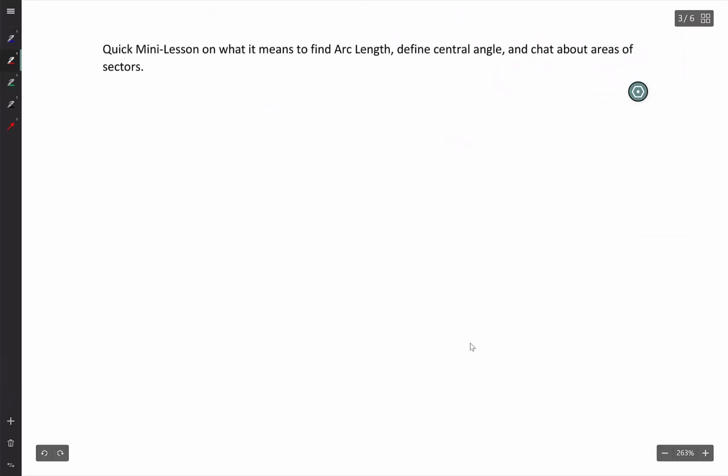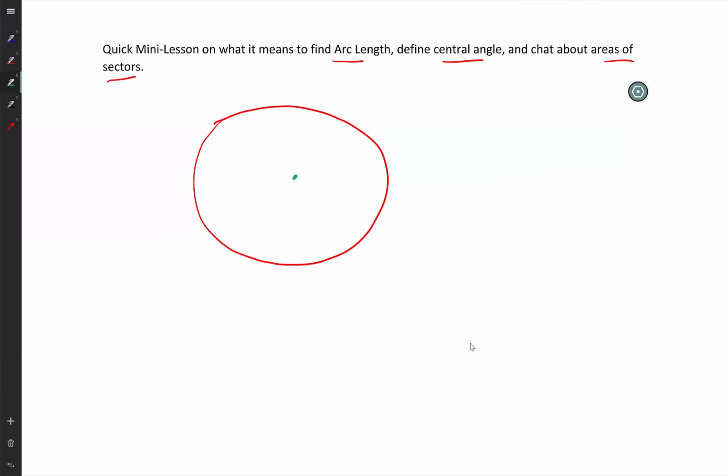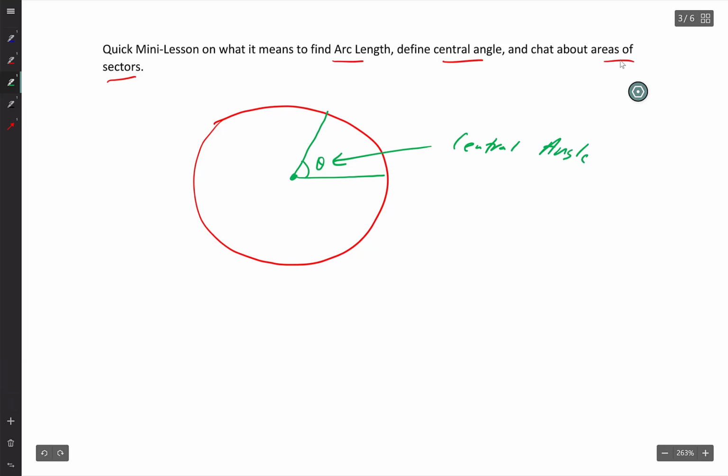All right, quick minute lesson on arc length, central angle, and area of a sector. All this is stuff that you should have done in geometry. So what is arc length? Well, let's start with central angle first. This is called the central angle. It originates in the center. And then what is called an arc length? This here in black is arc length.